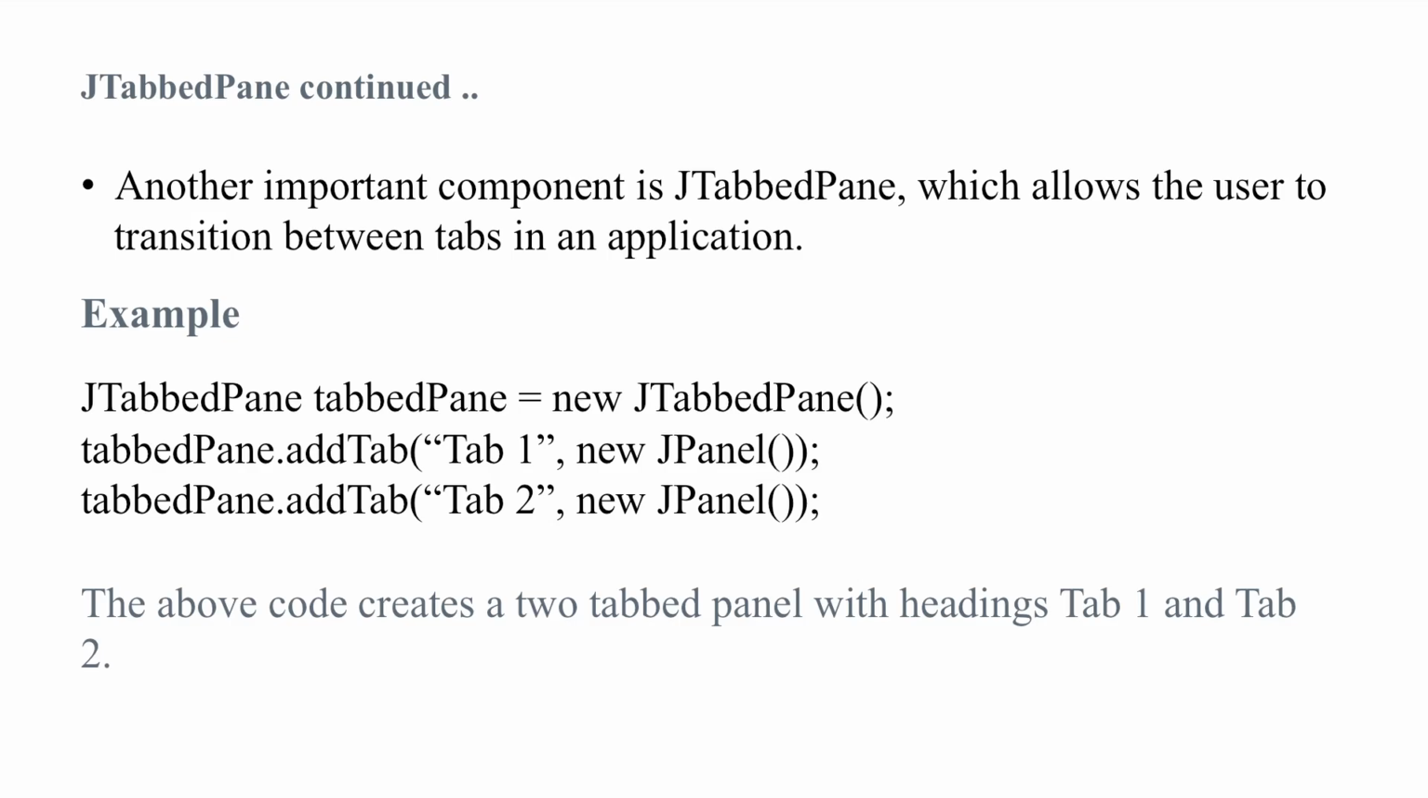For example, tabbedPane = new JTabbedPane; tabbedPane.addTab 1, new JPanel; tabbedPane.addTab 2. We are creating two tabs here. First of all, we have created the tabbed pane, then we are creating tab 1 and tab 2. Here two tabbed panels will be created, having heading 1 and heading 2, and we can switch over, we can transition between these two, since this is a feature of the JTabbedPane.